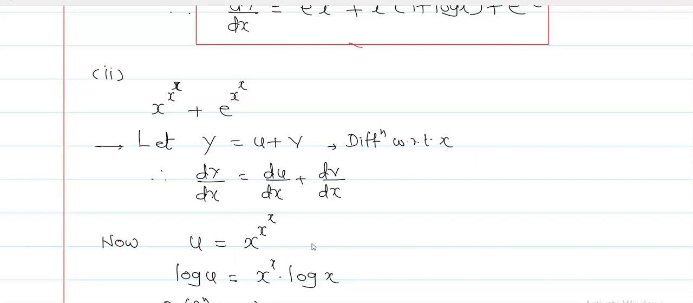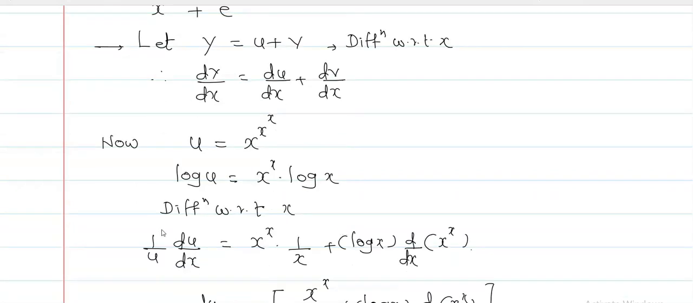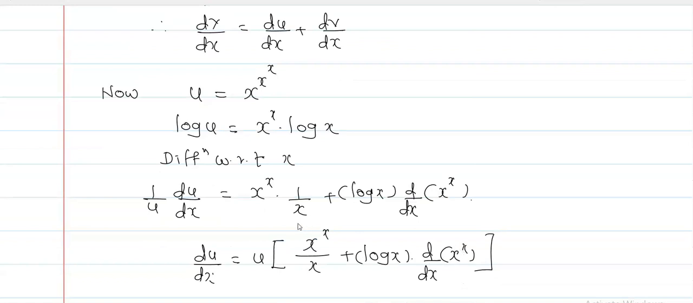Now here u is equal to x raised to x raised to x. Take log on both sides. Log of u is equal to x raised to x into log x. Now differentiate this with respect to x. 1 upon u into du by dx is equal to x raised to x, derivative of log of x is 1 upon x, plus log of x and d/dx of x raised to x. Now here u in bracket x raised to x upon x plus log of x d/dx of x raised to x.